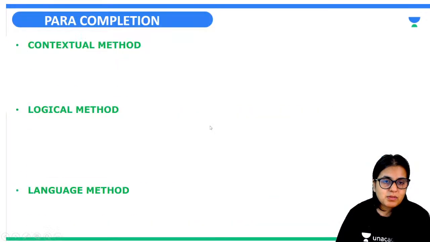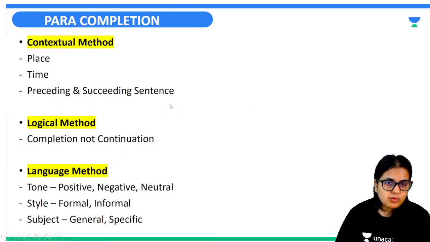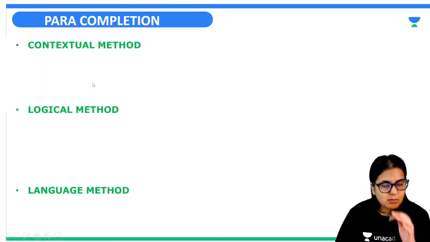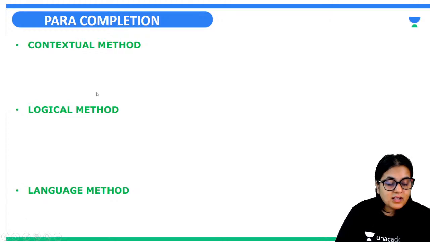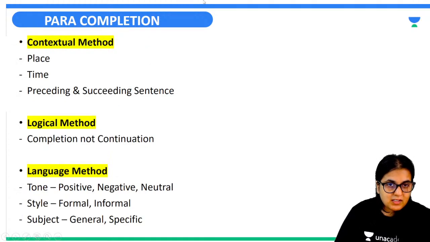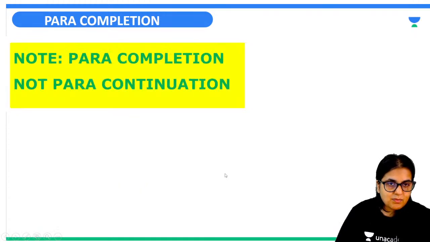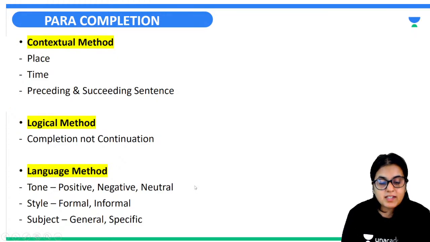Okay, now para completion may, please just go through this once and then I'll explain it. There are 3 methods to understand which is the missing statement: contextual method, language method, and logical method. Please go through these points and then I will explain this. Come on, take a minute.